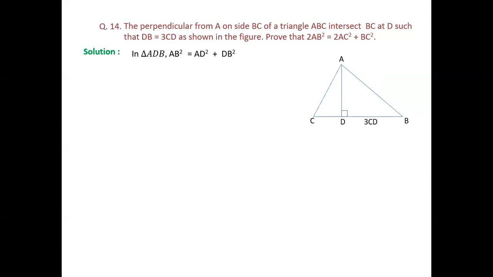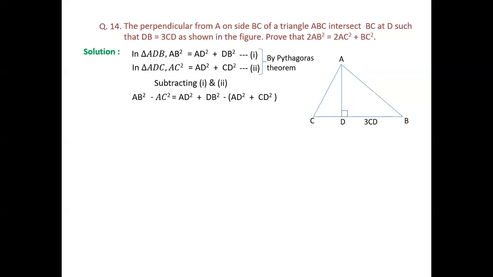So in triangle ADB, that is this side triangle, this is the hypotenuse. So AB square is equal to AD square plus BD square. Now let us take this side triangle. Here this is the hypotenuse, AC square is equal to AD square plus CD square. Now this is the first one, this is the second equation. Now let us subtract the two. Both we are getting by Pythagoras theorem.